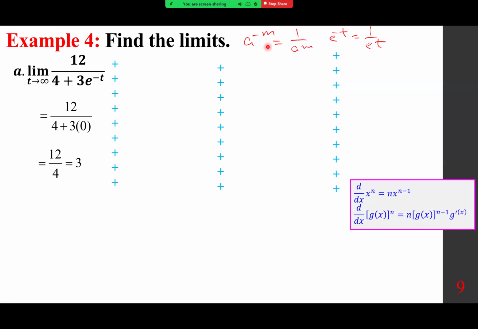Negative exponential rule, e to the power of negative m is 1 over e to the power of m. So e to the power minus t is 1 over e to the power of t. And because t is approaching infinity, this denominator goes to infinity, and this is 0. As t goes to infinity, e to the power of t goes to infinity, the denominator goes to infinity, and the answer is 0.